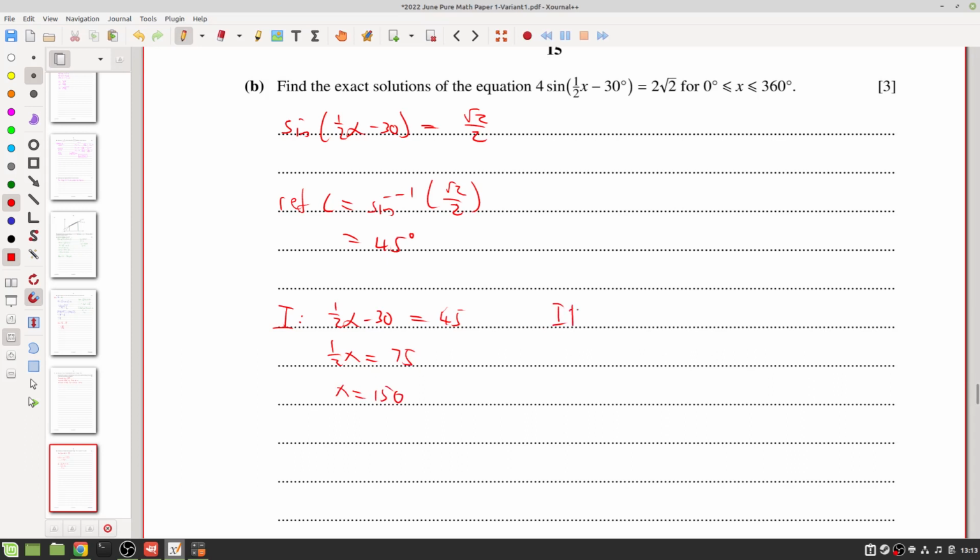And then for the second quadrant, we have our angle, half x minus 30, is equal to 180 minus 45. So that's 135. Okay, so again we take over the 30, that gives us 165, and then multiply by 2. What is that? 330. Alright, so those are the only two angles between 0 and 360 degrees.